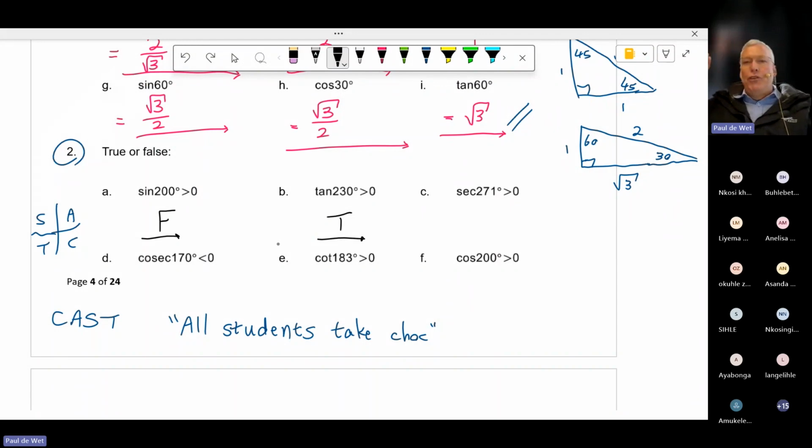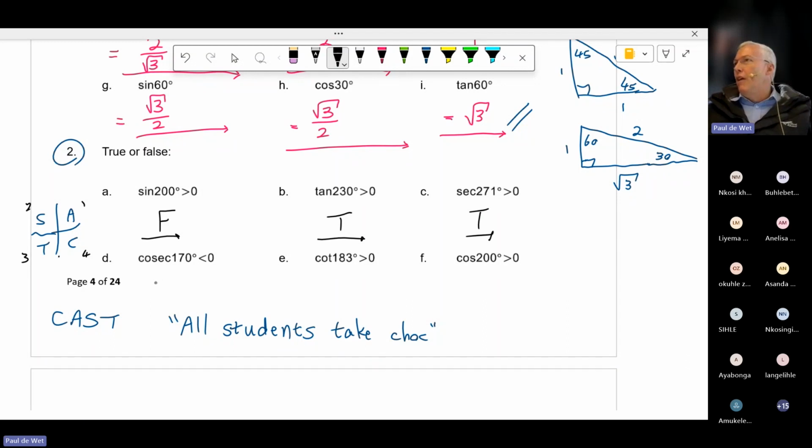All right, sec of 271. It might be helpful to remember, sec is the upside down of which one? Cos. And which quadrant are we in? Quadrant 1, 2, 3, or 4? We're in quadrant 4. Are cos and sec positive or negative in quadrant 4? Positive. So the final answer? True.